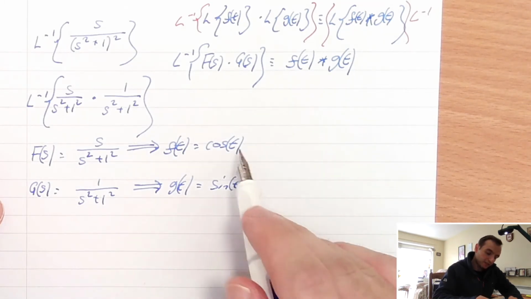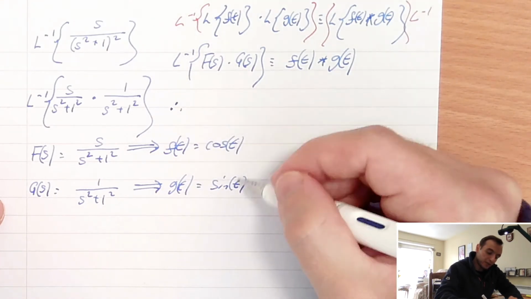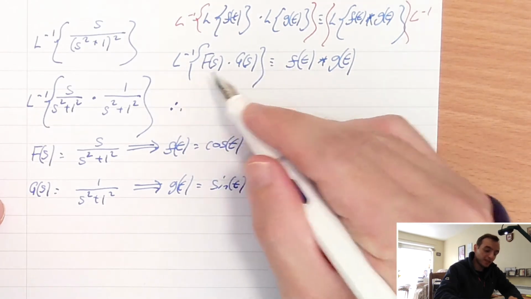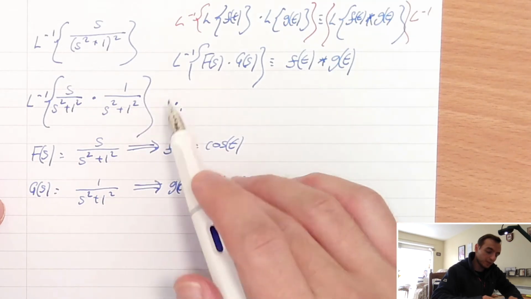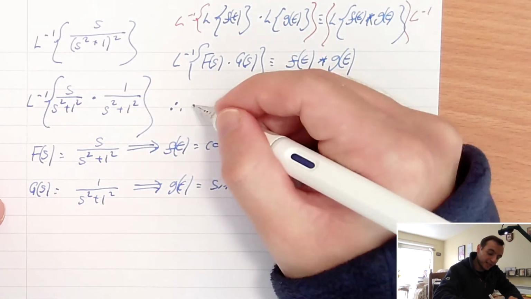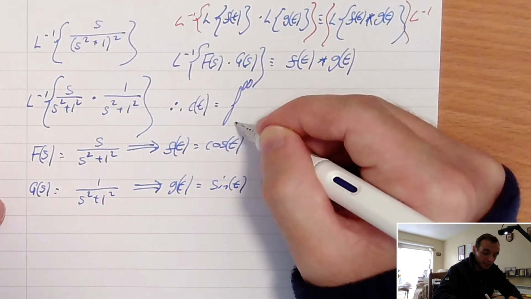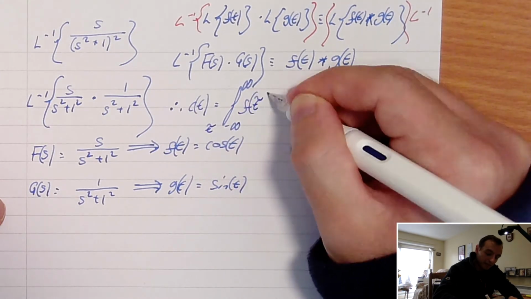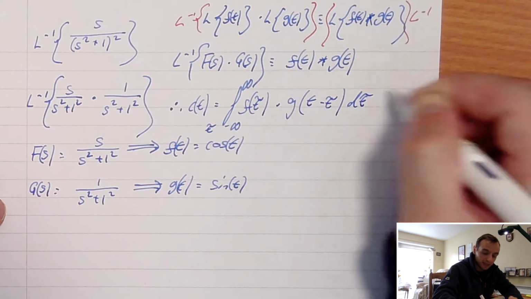Right, so therefore we can say that if we convolute cosine t and sine t, we should get the inverse Laplace transform of s on (s squared plus 1) squared dot 1 on (s squared plus 1) squared, which is the question. So we can say that the convolution function is going to be, let's just have the definition, between infinity and minus infinity, of f of tau dot g of minus tau plus t d tau.